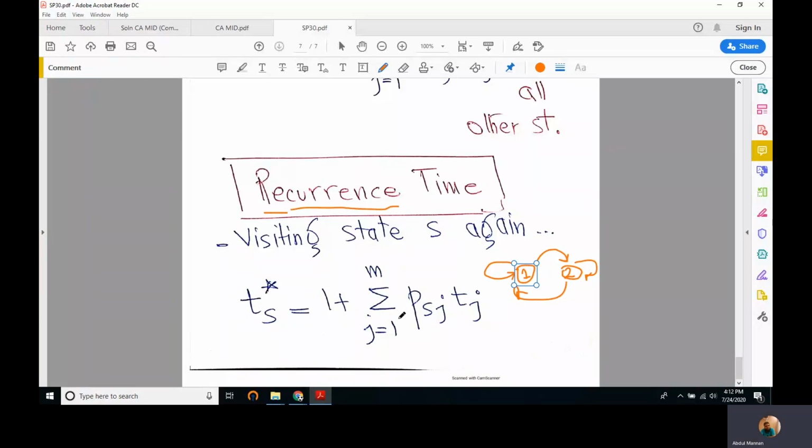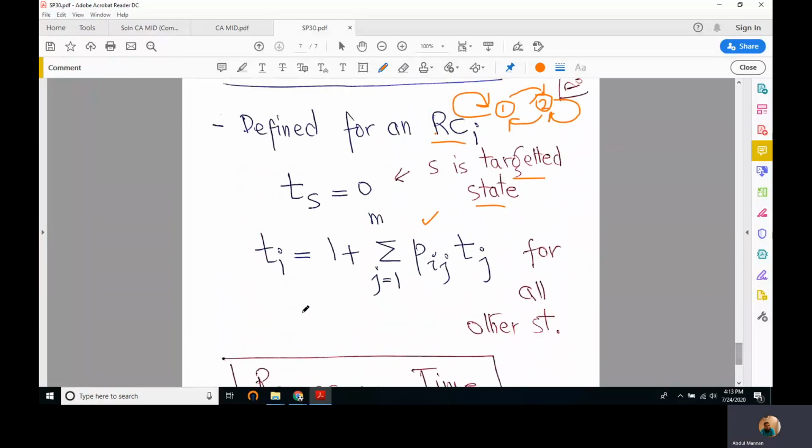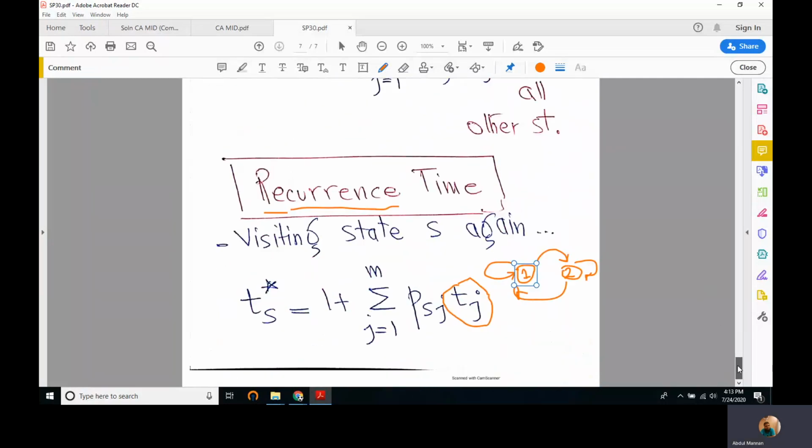So we'll use this formula, and the Tj, the first visit time, will be taken from the mean first passage time. We have already solved an example related to recurrence time in our previous lecture.